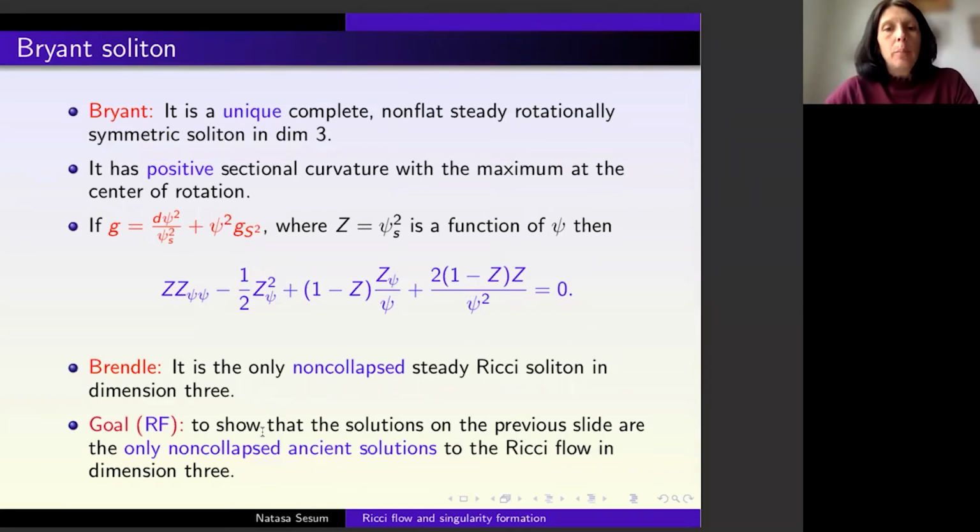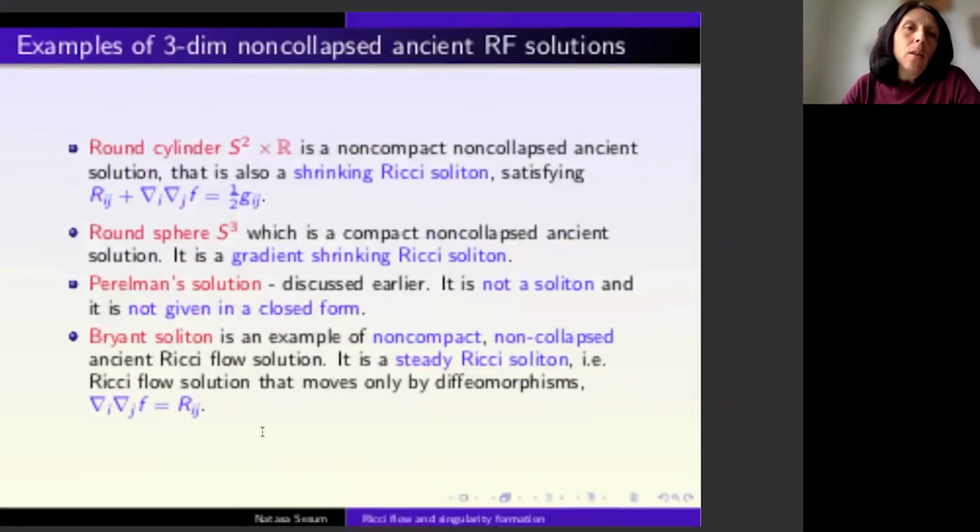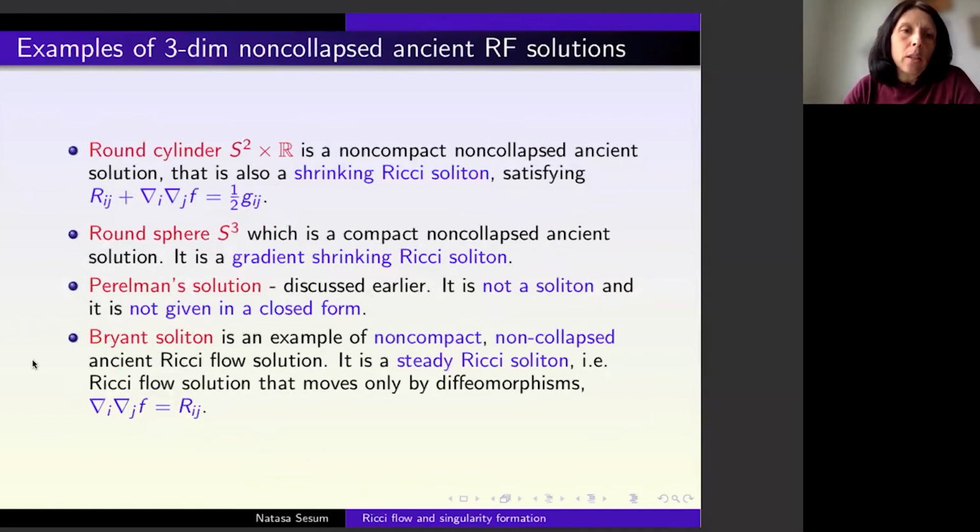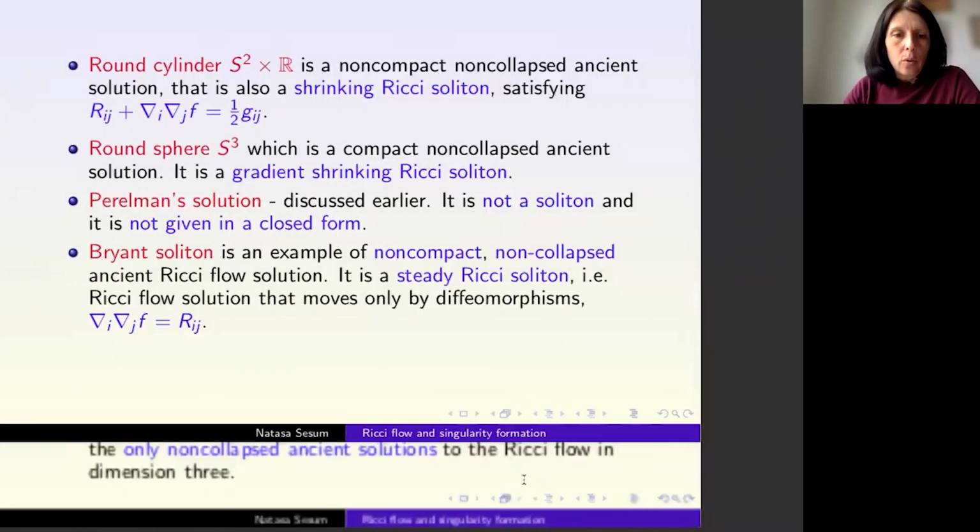Brendle more recently proved that it's not only unique among rotationally symmetric steady Ricci solitons, but it's unique among all non-collapsed steady Ricci solitons in dimension 3. The way he proves it is that it has to be rotationally symmetric and hence is unique by the result of Robert Bryant. So keep in mind that our goal by the end of the talk is to say that these four are the only candidates for these three-dimensional non-compact ancient Ricci flow solutions.